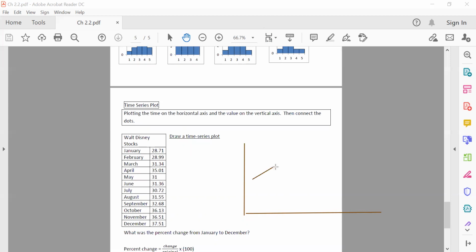It would be like, it went up a little. Oh, it went way up. Went down a little. Oh, it went way down. There. That's all a time series plot is. It's very, very, very straightforward. It is not going to give anyone any grief.